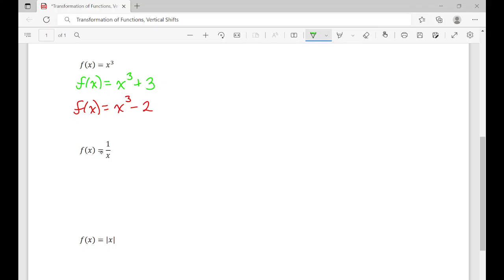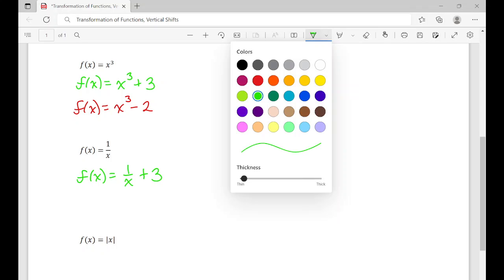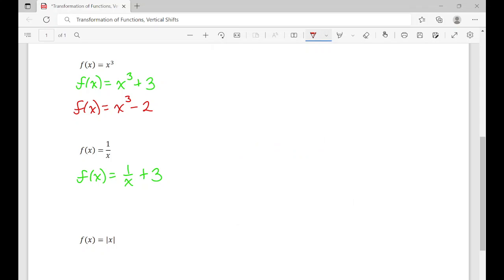How about f of x equals 1 over x, a fraction? No different. Treated the exact same. We still have our function 1 over x, but to shift it up 3, we're just going to add 3 like so. And so, by extension, if we want to move it down 2, it still is 1 over x, but minus 2.